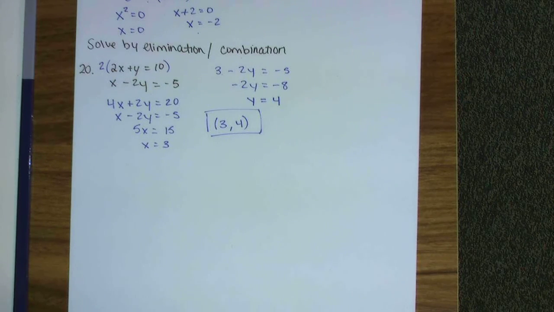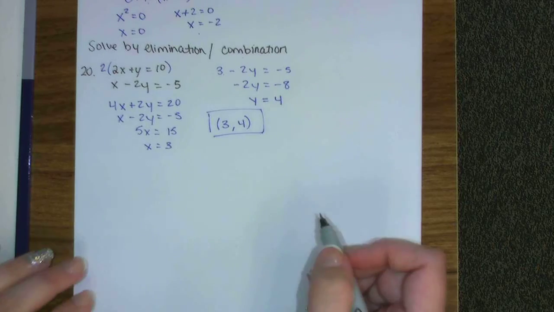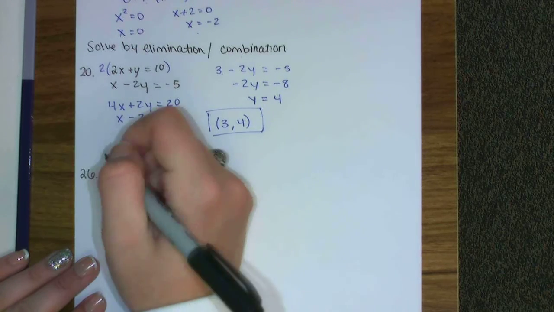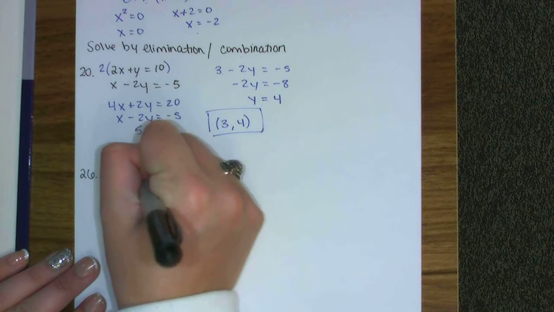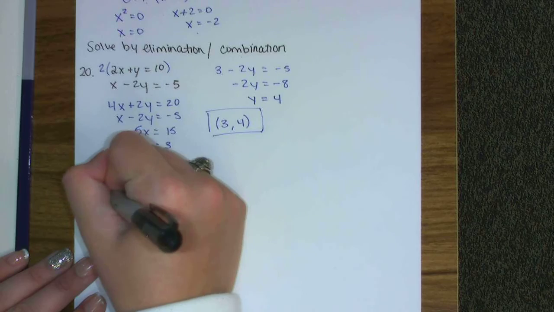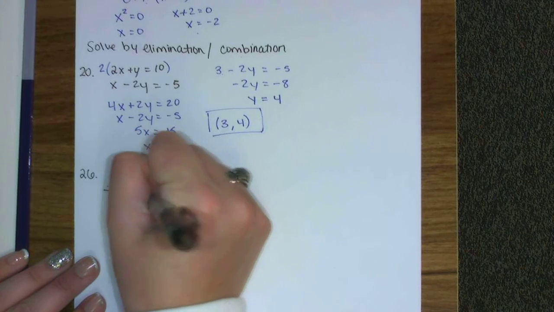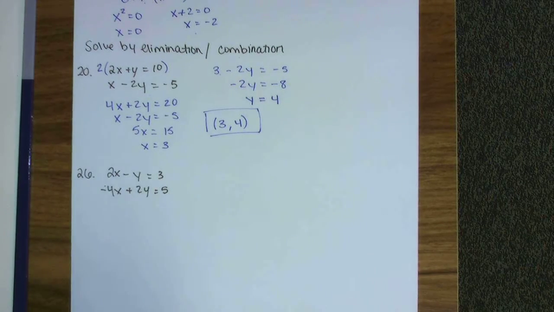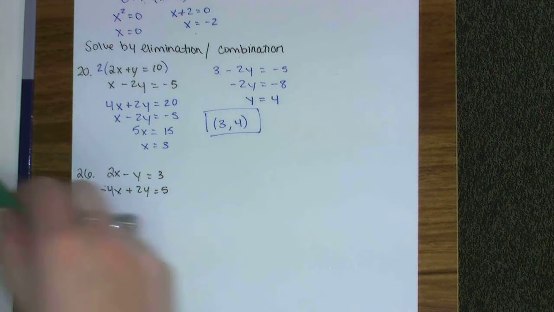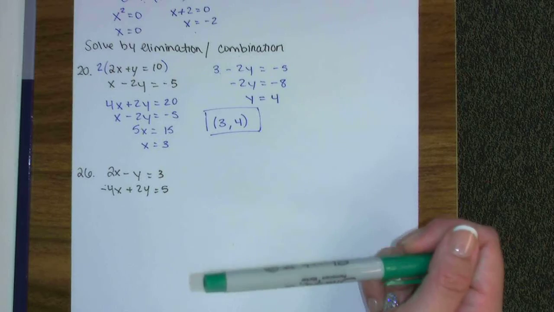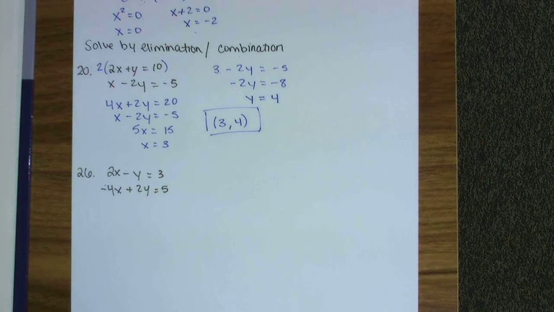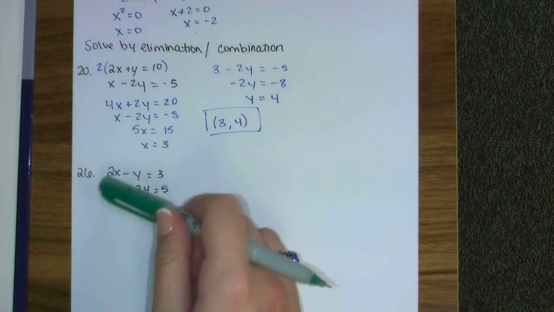Alright, lastly, let's look at 26, and we'll be done. So 26, 2x minus y is equal to 3, and negative 4x plus 2y is equal to 5. Now, both of these have opposite signs, so I can pick either one. Let's just do the x's this time. So to get 4, I need to multiply this one by 2.